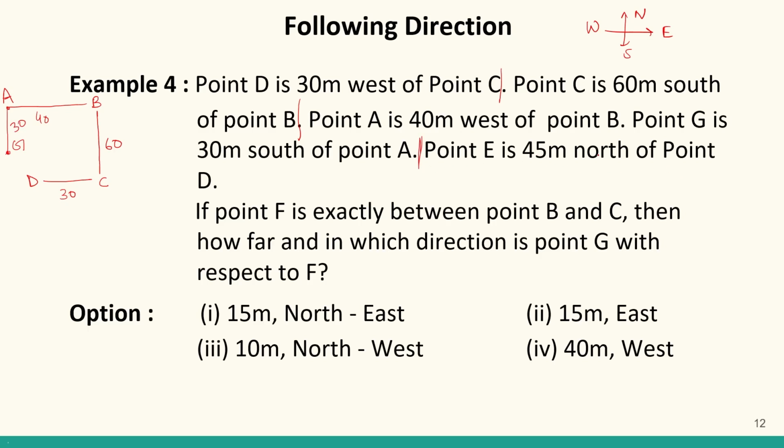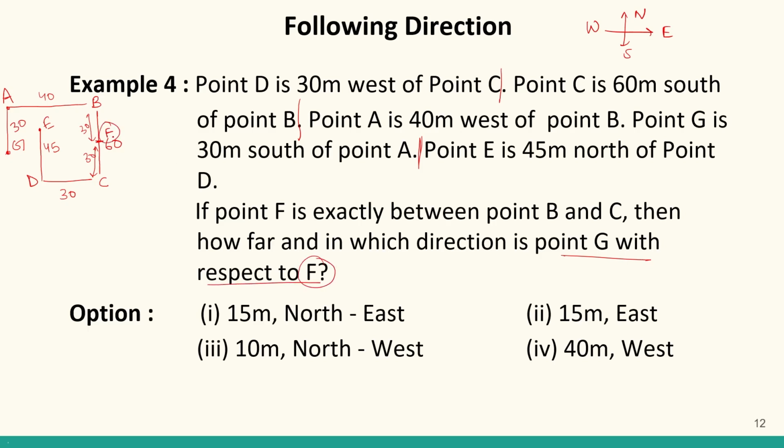Point E is 45 meter to the north of point D. So from here, if I move 45 meters, I'll get point E. This is what my basic diagram will look like. Now, the question is that if F is exactly between point B and C, so exactly between point B and C will be here. This distance will also be 30 and this distance will also be 30. And this will be in the straight line from G. This is point F. Then how far and in which direction is point G with respect to point F?